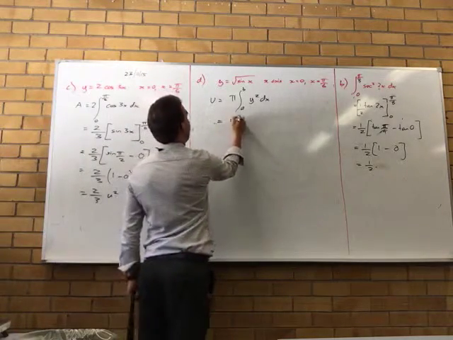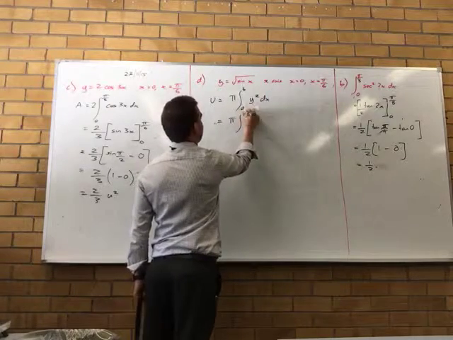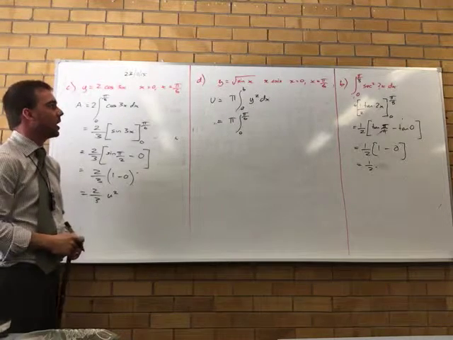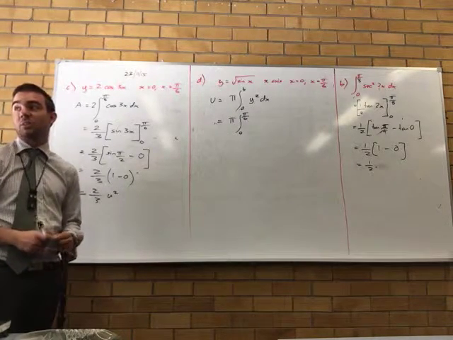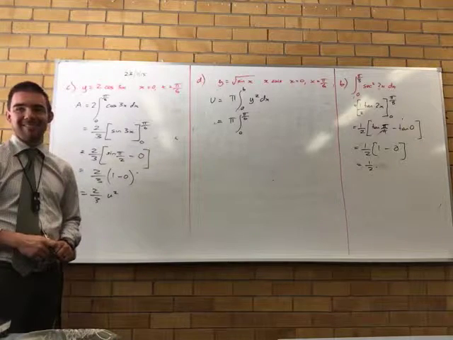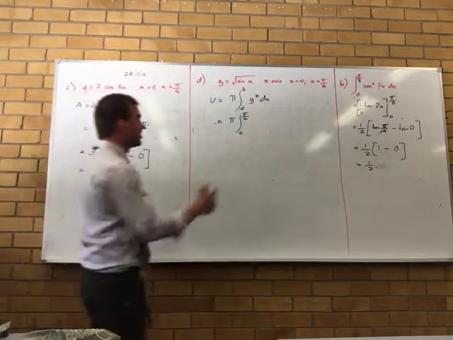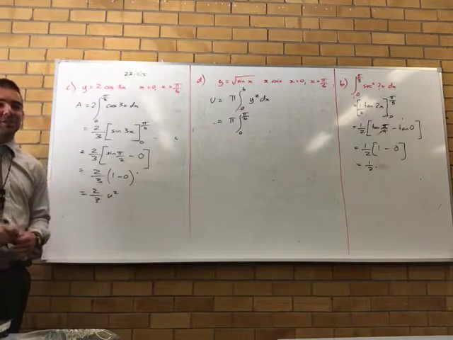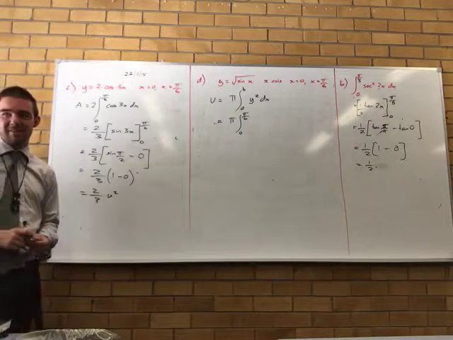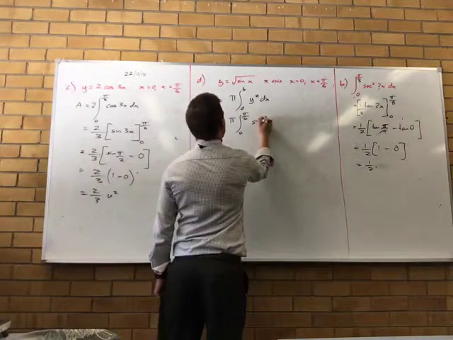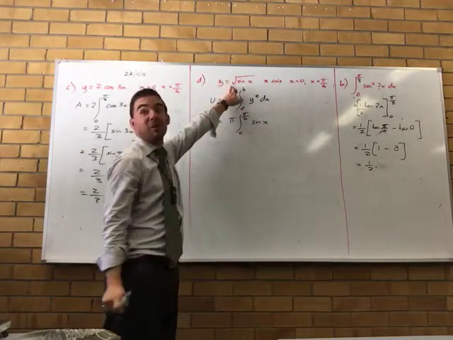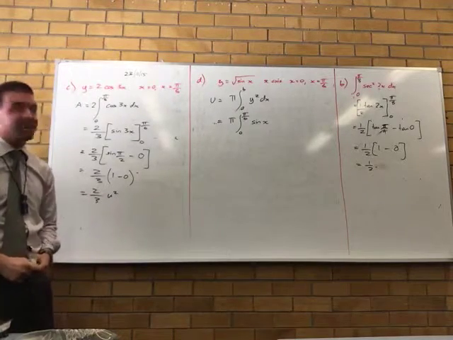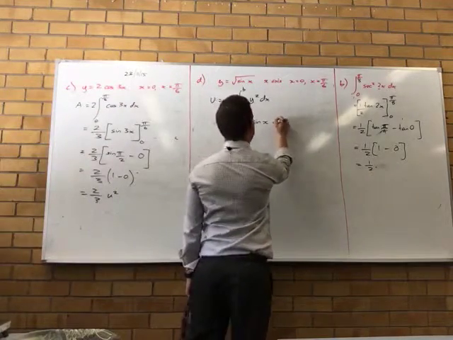The integral from 0 to pi over 6, so it's about the x-axis, so I need y squared as the subject. If y equals the square root of sine of x, and I need y squared, so I can substitute that in there, y squared is what? Sine of x. You square both sides, get rid of your square root. So now the integration is easy peasy.